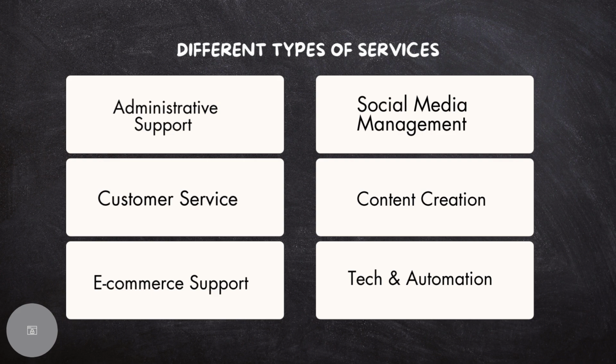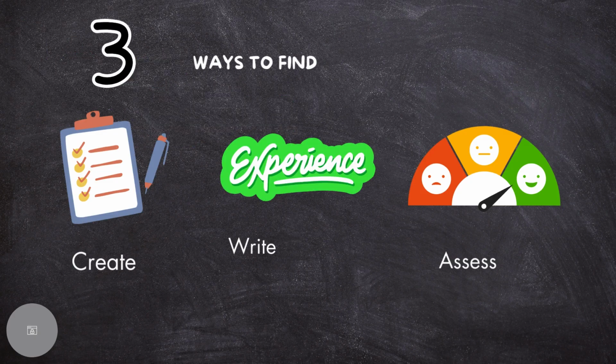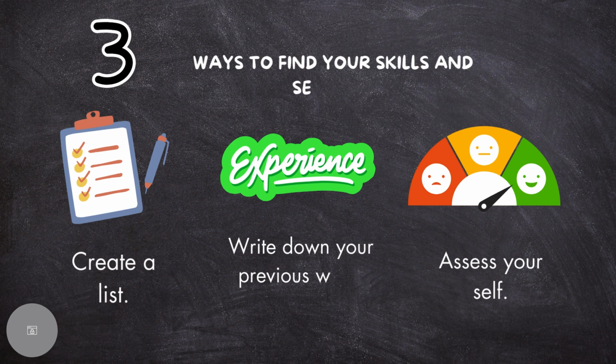Now, in order to really find out the services that you can offer or that fit your skills, I have three ways here that you can follow in order for you to identify the skills. Number one is to create a list. Number two is to write down your previous work experiences. Number three is to assess yourself. Now, let's go to the first one, to create a list.